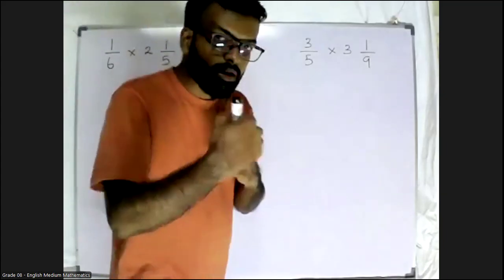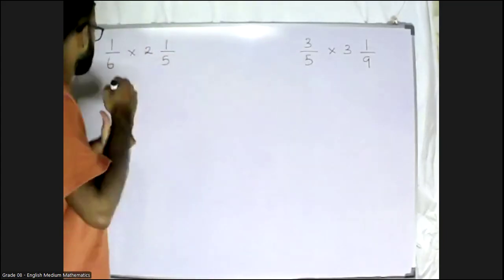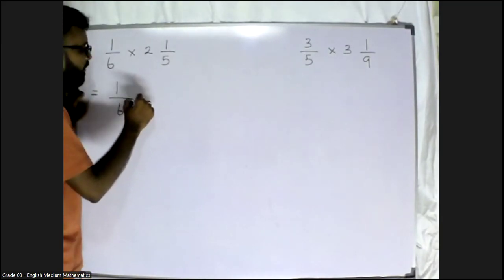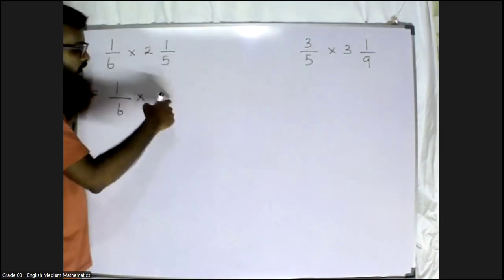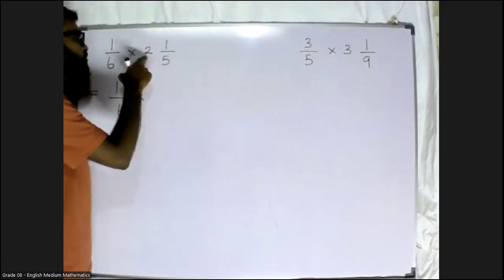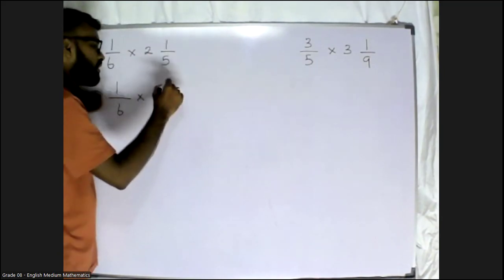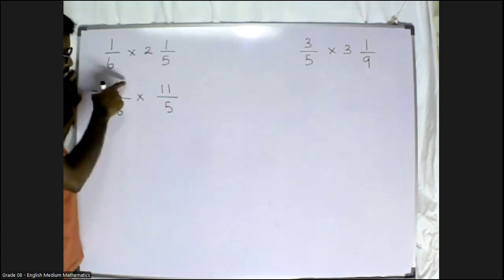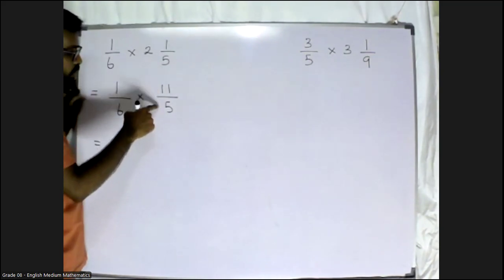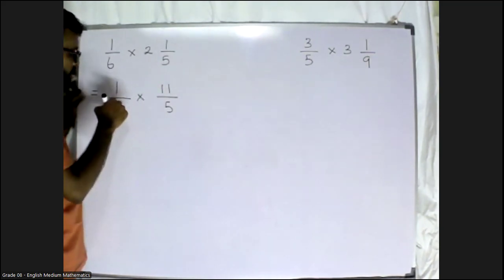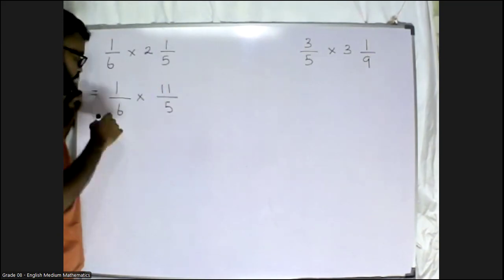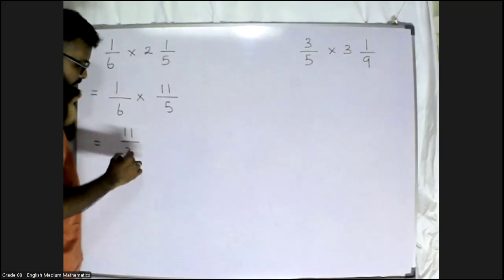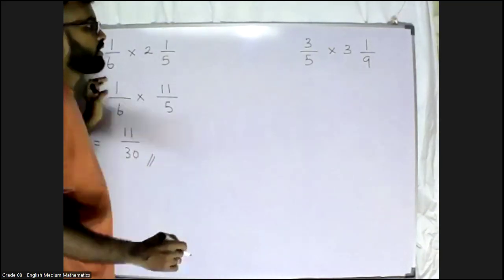Always try to catch the pattern, the way I am doing now. Equal mark, 1/6. Here, convert the mixed number to an improper fraction. 5 times 2, 10, 10 plus 1, 11, numerator 11, denominator 5. Are there any common factors we can find in the numerator and the denominator? No. 1 times 11, 11. 6 times 5, 30. This is the answer.